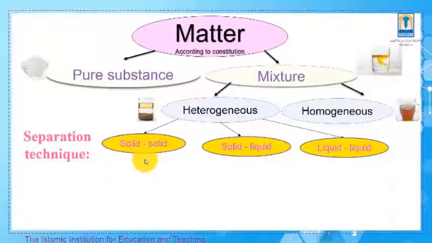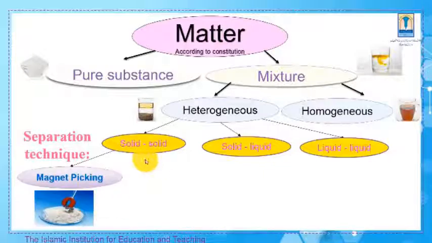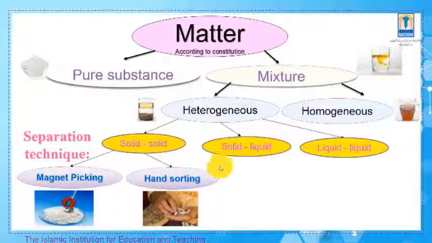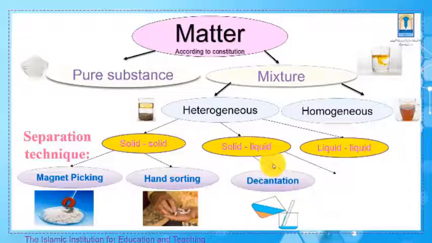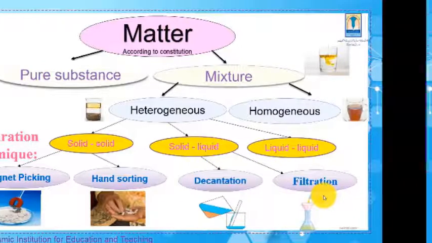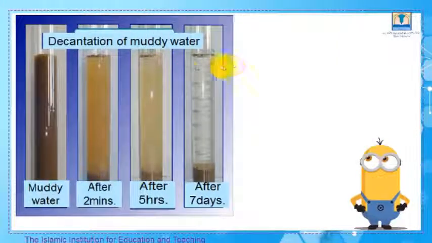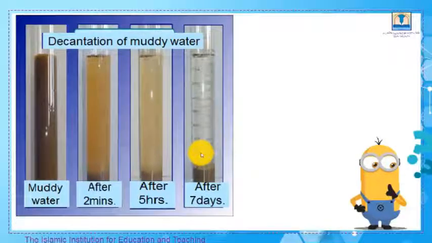A solid-solid constituent can be separated using magnet picking or hand sorting. A solid-liquid constituent can be separated using decantation or filtration. We know that muddy water can be separated using decantation, as we allow the mixture to stand for a longer time, and we observe that the water is more clear after 7 days.